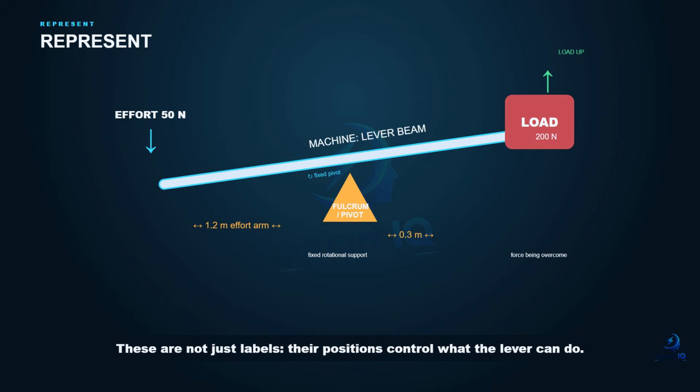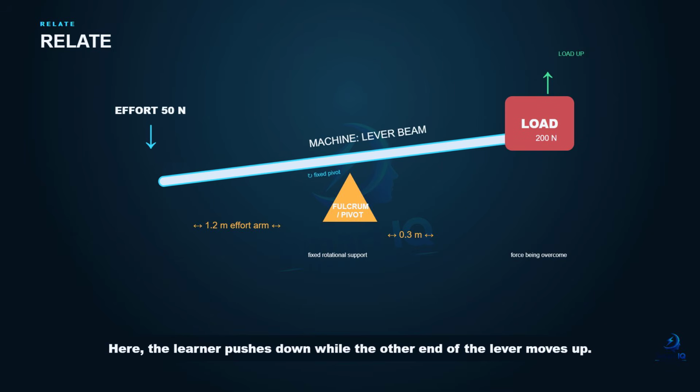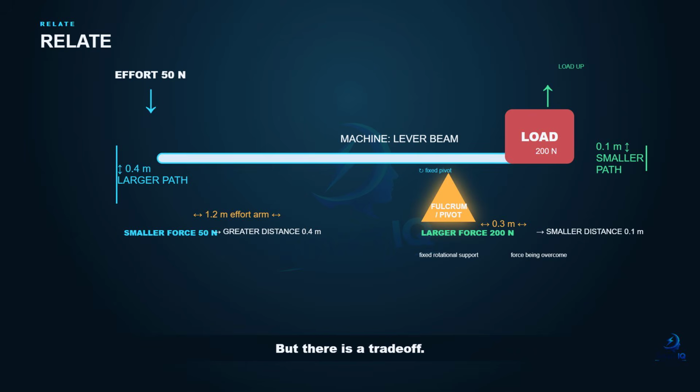These are not just labels. Their positions control what the lever can do. A machine may change the magnitude of a force. A smaller effort can produce a larger force effect at the load. It may also change direction. Here, the learner pushes down while the other end of the lever moves up, but there is a trade-off.